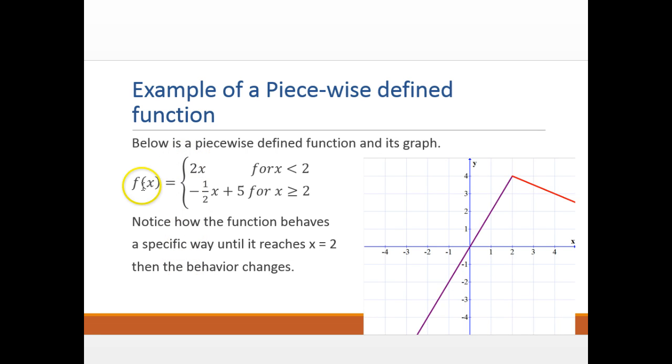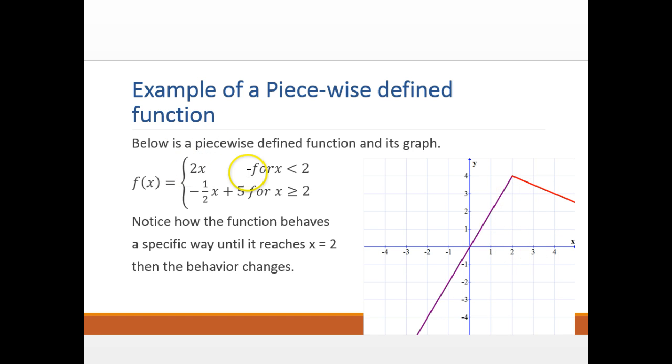This is typically the way we write a piecewise defined function. Let me show you the graph first. Notice that this graph follows a very distinct pattern all the way up until I get to this x value of 2, and then it changes and follows another pattern. This is what we mean by piecewise defined. For one piece of the function, it's defined one way, and then there's a distinct break, and then it's defined another way. Notice this break occurs at x equals 2.